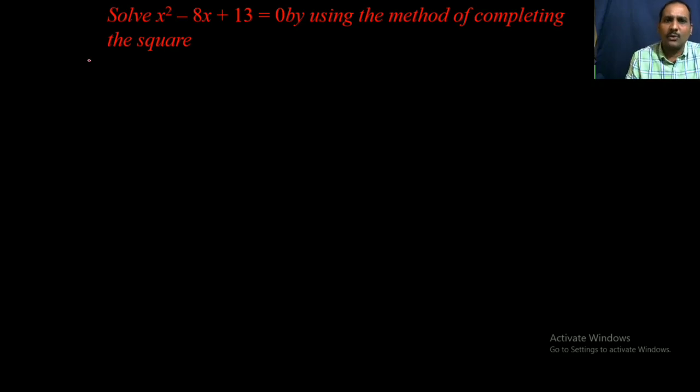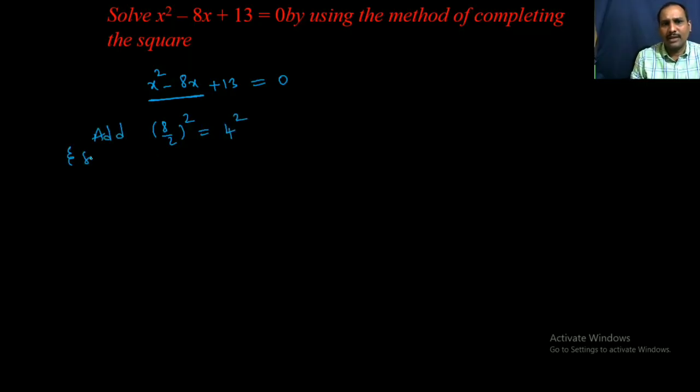Now let us solve one problem. x square minus 8x plus 13 equal to 0. Now consider only this part. Is it a perfect square? No. Let us make it a perfect square. So what is half of 8? That is 4. 8 by 2 whole square. Let us add and subtract 4 square. So what will you get? X square minus 8x plus 4 square minus 4 square plus 13 equal to 0.